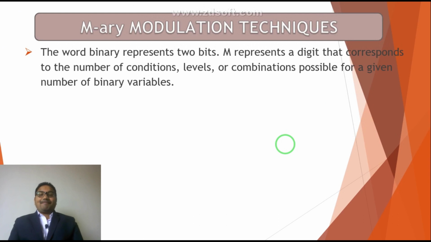Now the word binary represents 2 bits. 2 bits means the possible outcomes, the symbols, could be 0 or 1. But over here, in M-ary, M represents a digit that corresponds to the number of conditions or levels or combinations possible for a given number of binary variables.